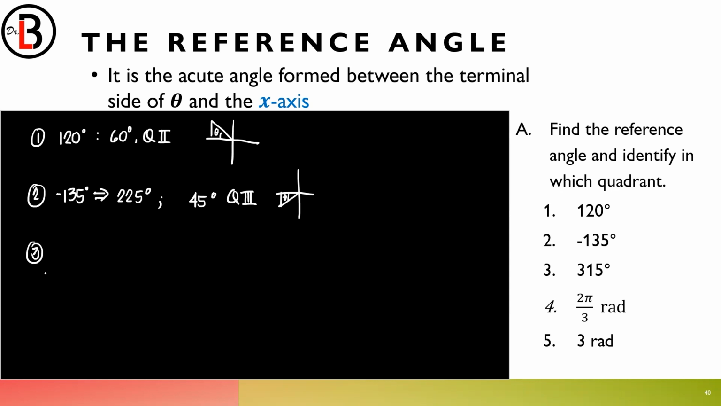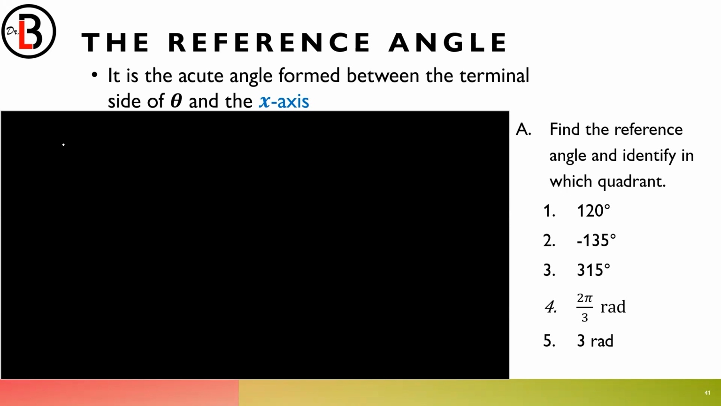Very good. And then here, it's 315. You know that 315 is greater than 270 but less than 360. So you know that it is a quadrant 4 angle. So if it's closer to 360, subtract it from 360. What's 360 minus 315? It's 45 degrees in quadrant number 4 because it's this one. You understand? Okay.